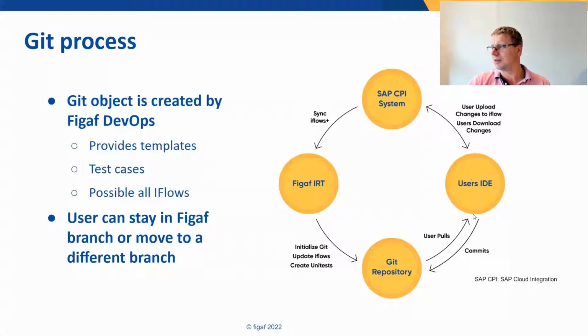That means that the only thing developers will commit is changes to unit tests. If they add specific extra things that are not part of it, then they can make commits. But in general, they should just pull all the changes and then let the Figaf tool handle updates of all artifacts and iFlows as you go along. And then if you are working intensively on an iFlow, you can use the built-in upload or download to simplify the development process.